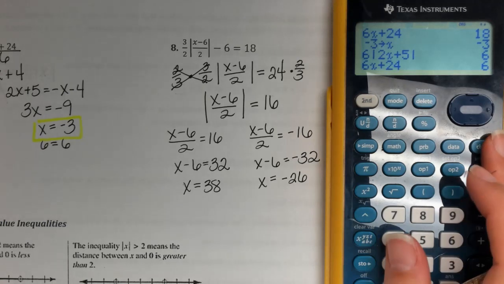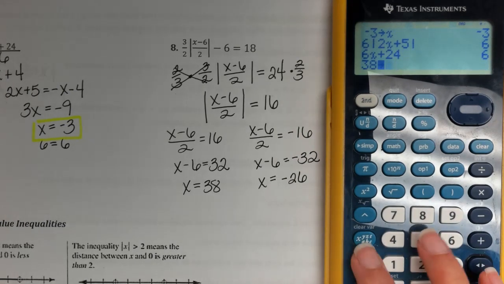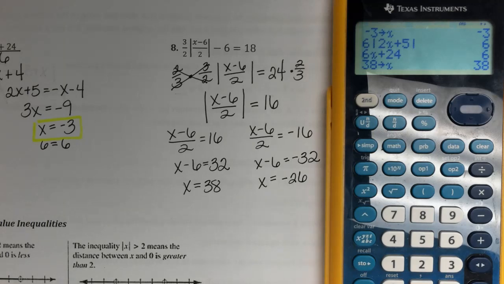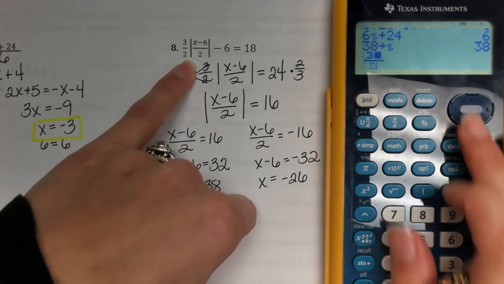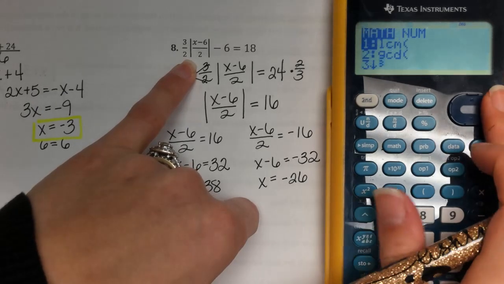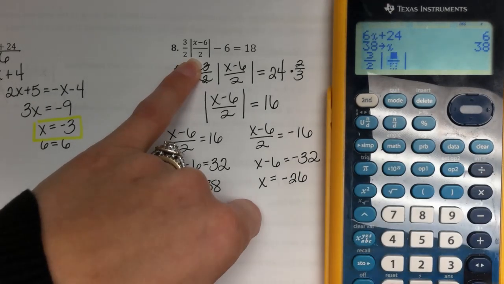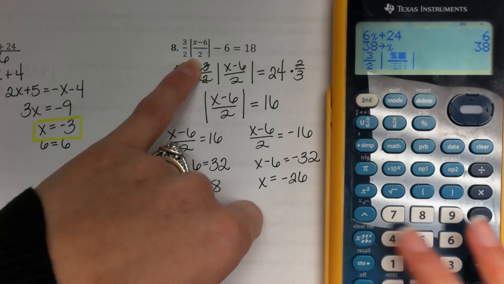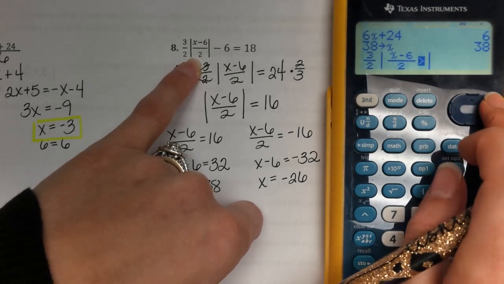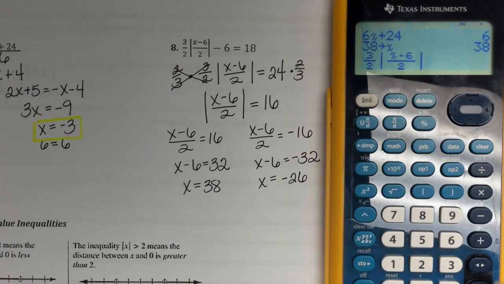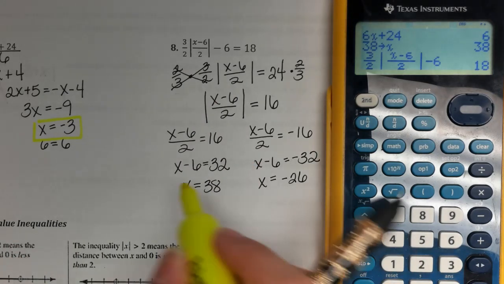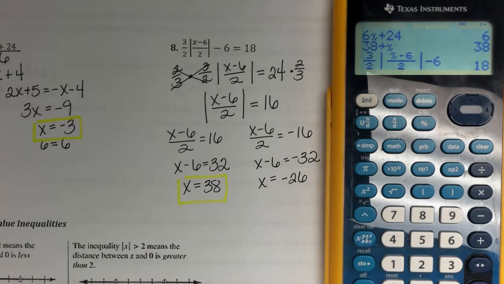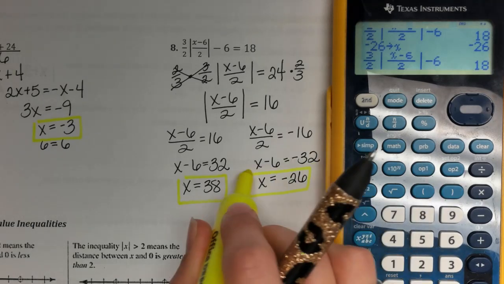And then we check. So when you type it in your calculator, you want this fraction, and then you're going to get your absolute value bars, and then do another fraction. And get outside of the bars and do your minus 6. That gives me my 18 that my original problem has, so that's good. Take negative 26, store it for x. Also gives me 18, so both answers are good solutions.